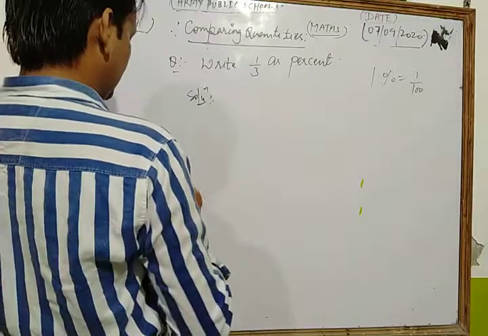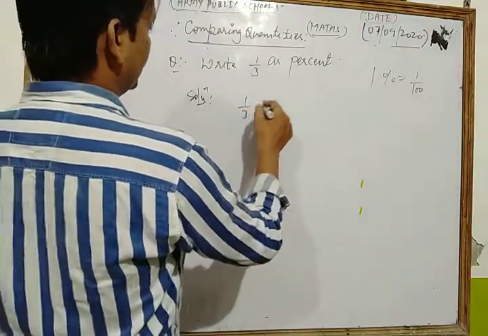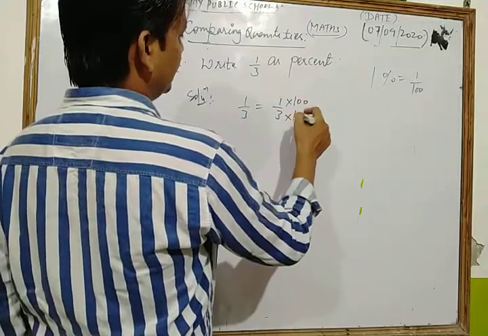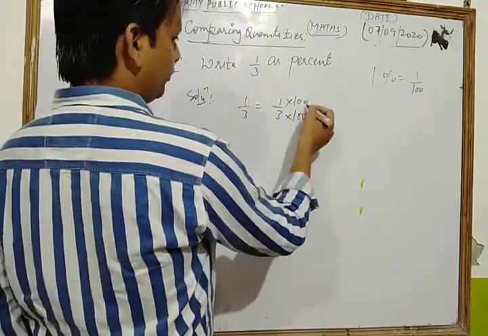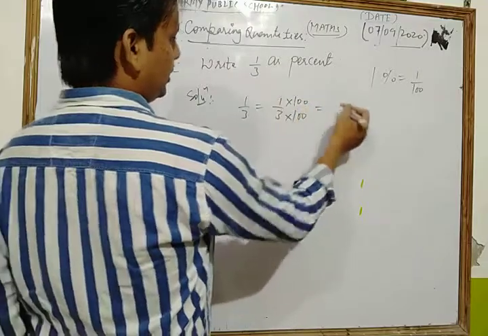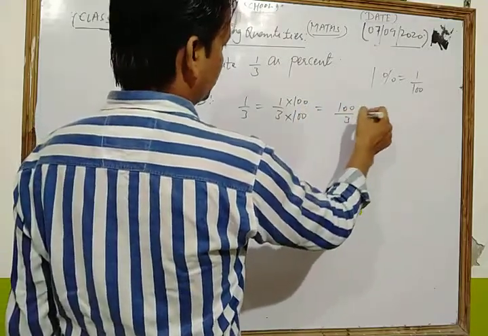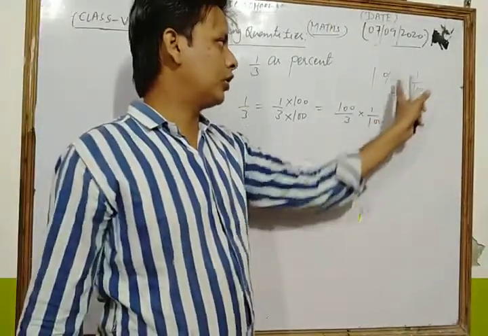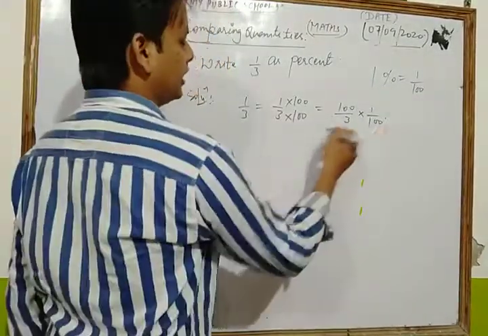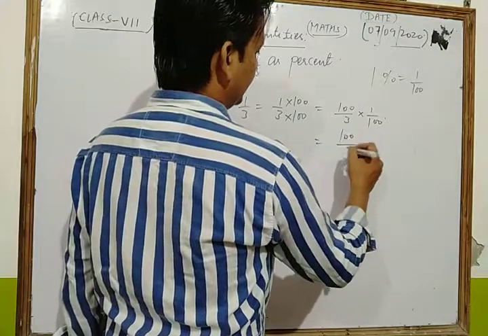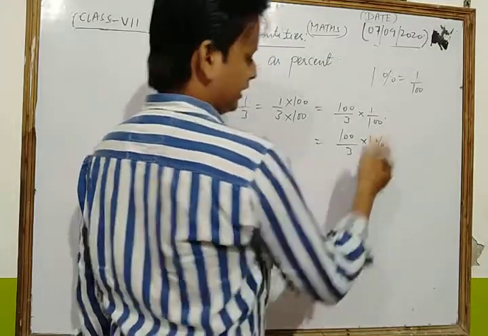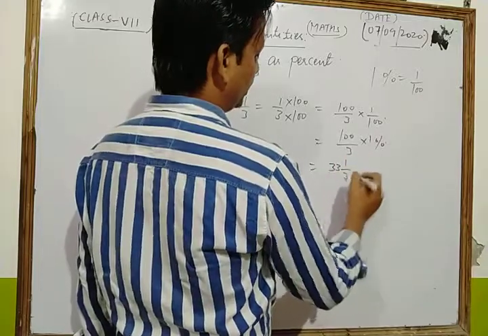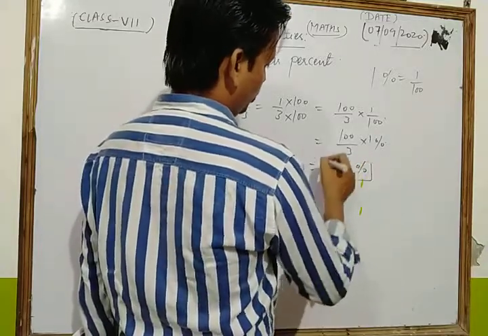Here the given fraction is 1 upon 3. Now we multiply both the numerator and denominator by 100. Then we get 100 ones are 100 by 3 into 1 upon 100. And you know that 1 upon 100 means 1%. So here we write 100 by 3 into 1%. Now 100 by 3 means 33 1 upon 3%.